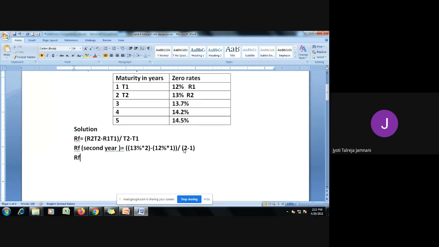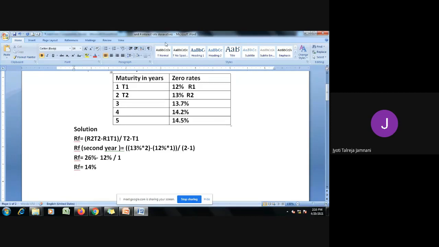Anybody can solve this? 13 into 2, you get 26% minus 12%. 12 into 1 is 12%. Divided by 2 minus 1 is 1. So 26 minus 12, RF is 14%. Is that clear? Yes, ma'am. These sums are very easy. You have to simply go on doing it in the same manner.